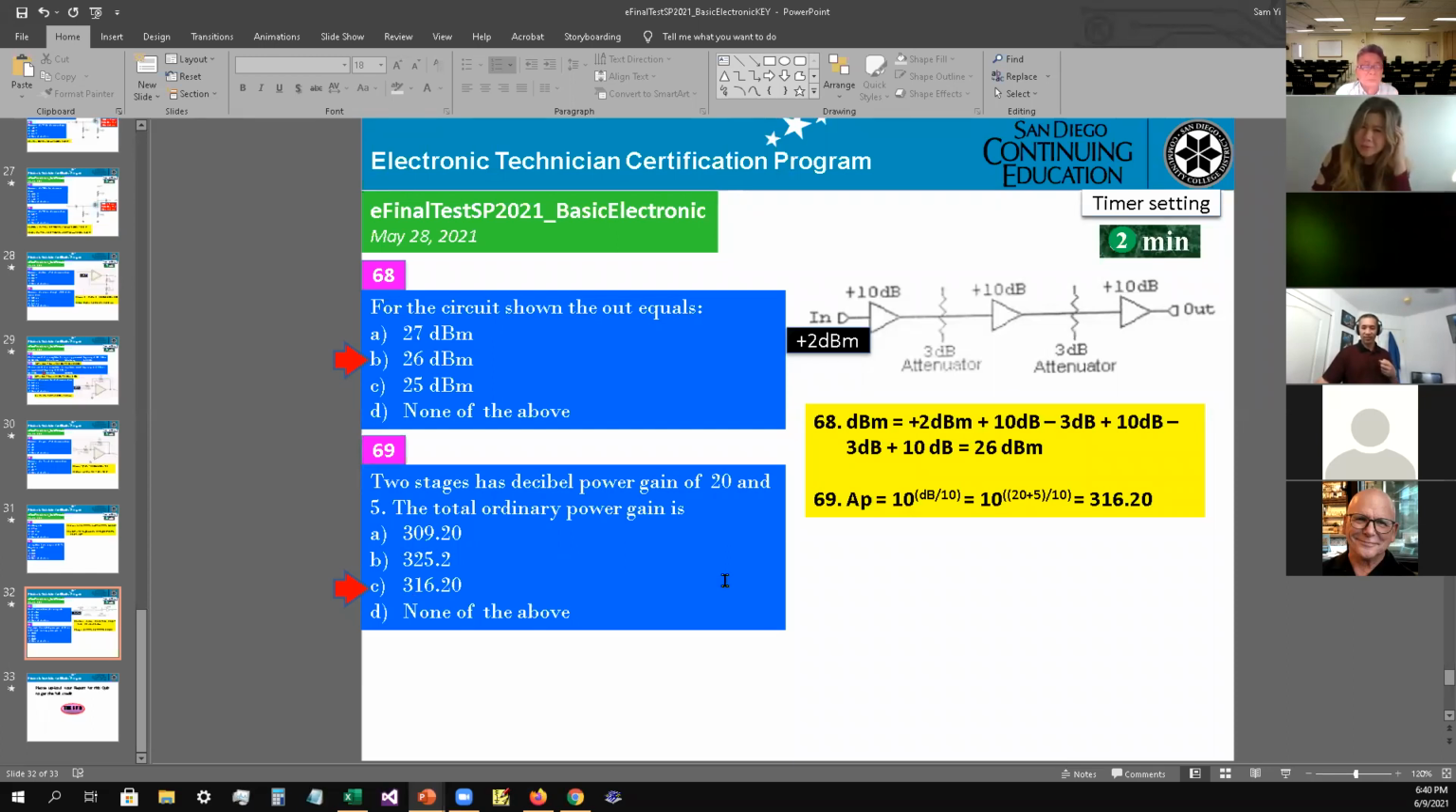Where did you get 5? 5 right here. Oh, 20 and 5. So to get both of them, 20 plus the 5 is 25. Divided by 10, that would be 2.5. So 10 raised to 2.5. If you put that in your calculator, it should be 3.16.